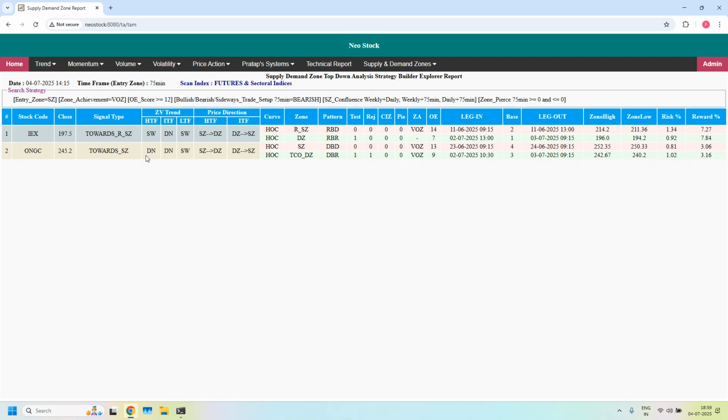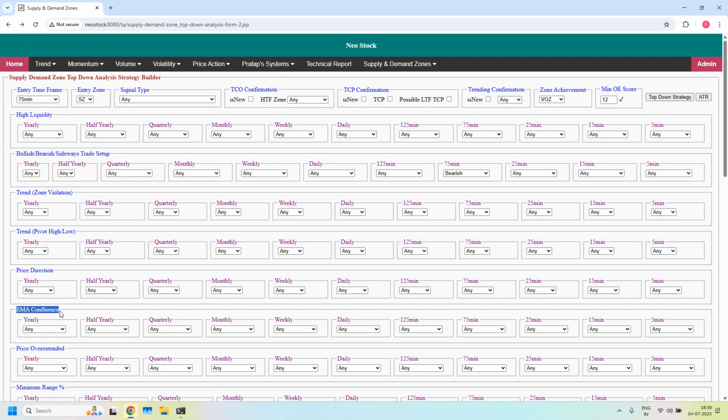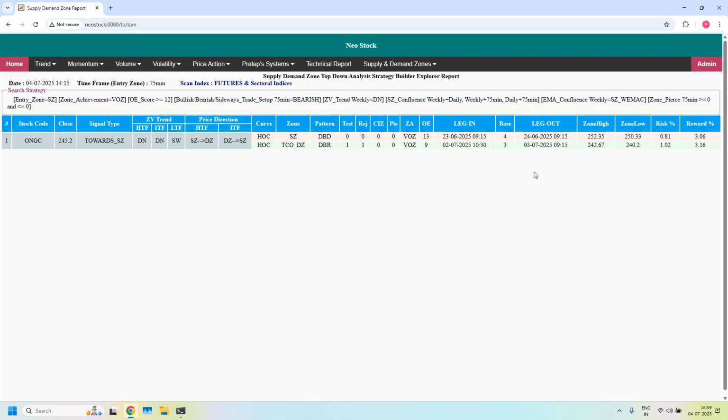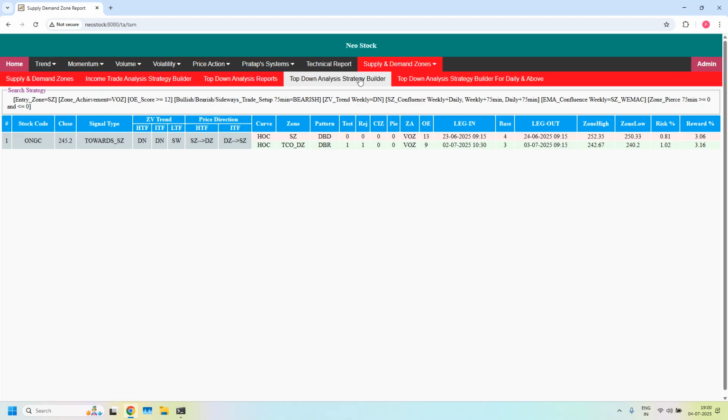Let's verify this stock weekly supply zone having weekly EMA. Weekly supply zone with weekly EMA. At the same time, trend on the weekly should not be sideways. It should be only downtrend because it is bearish trade setup. Let's filter. So that one stock is filtered. That way this 75-minute supply zone might be having high probability to get success. So this is bearish trade setup for weekly income trade. Next, we will look into daily income trade reports.